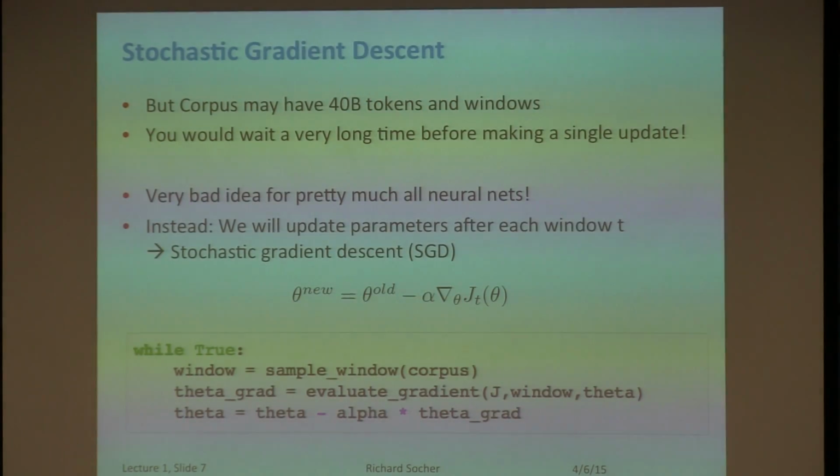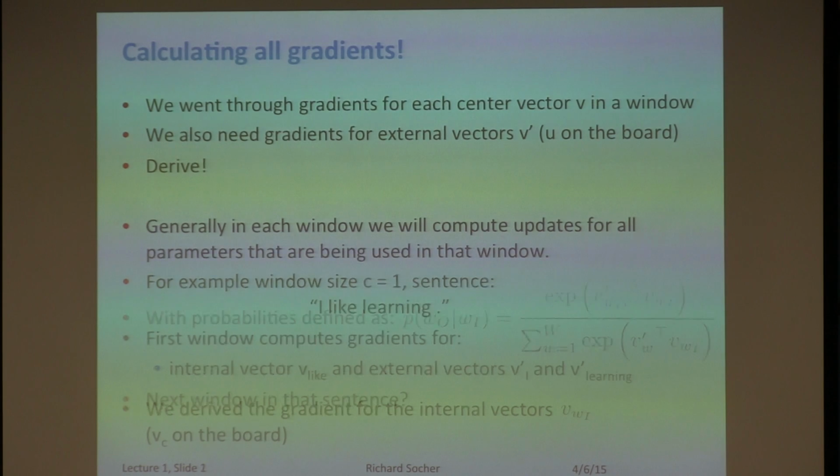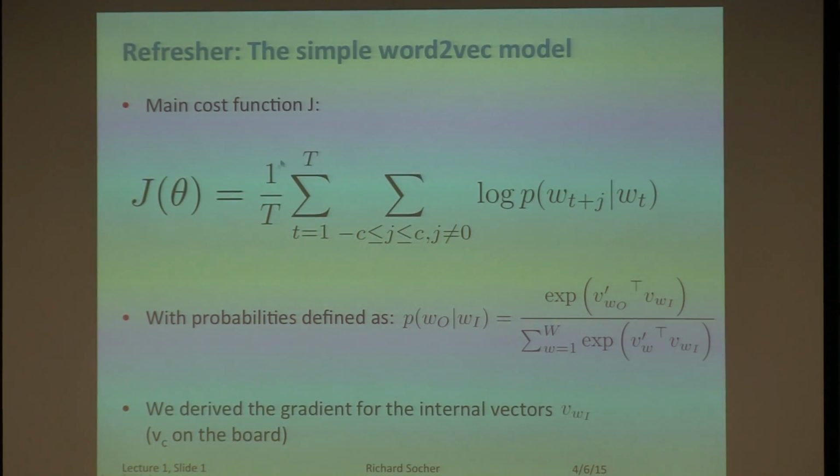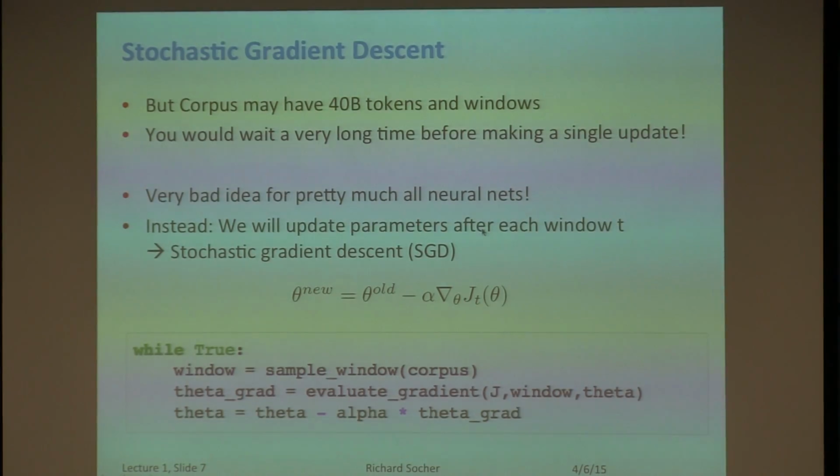So of course, when we try to go over all the windows and compute all the gradients for the entire function J, remember J here was the sum over all the time steps and then all the windows at each time step. Just evaluating that function would take a very long time. Eventually, our corpus will be something like 40 billion tokens. And depending on how large your window size is, that could be hundreds of billions of windows that we'd have to evaluate. So it would take a super long time before we can make a single update step.